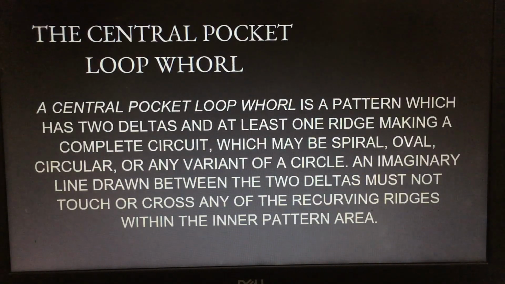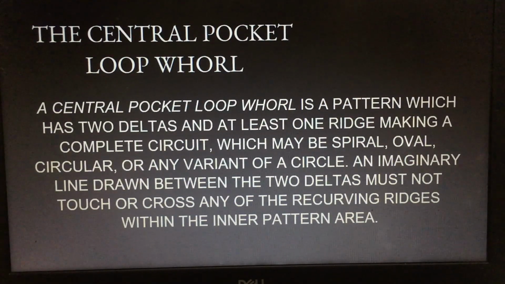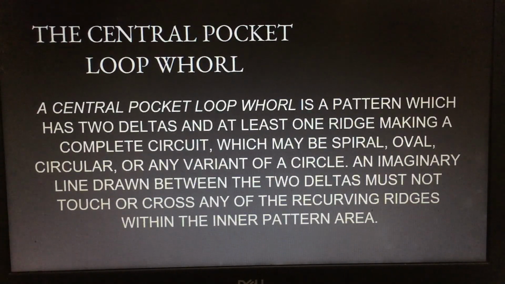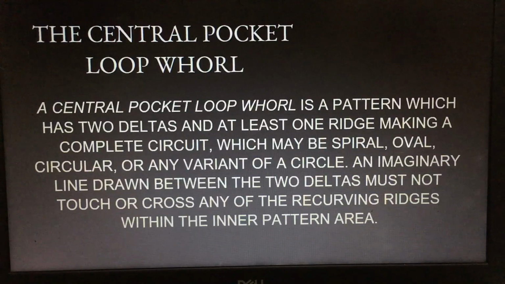So, let's proceed to the central pocket loop whorl. A central pocket loop whorl is a pattern which has two deltas and at least one ridge making a complete circuit, which may be spiral, oval, circular, or any variant of a circle. An imaginary line drawn between the two deltas must not touch or cross any of the recurving ridges within the inner pattern area.